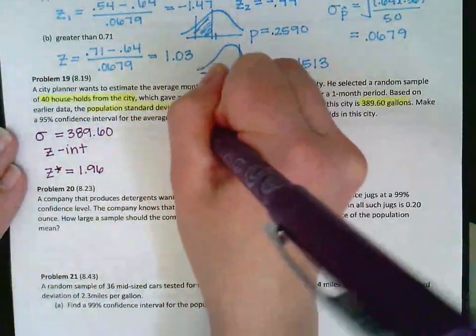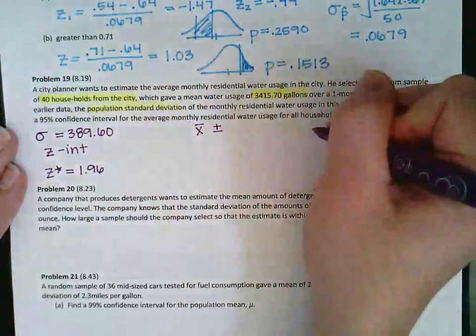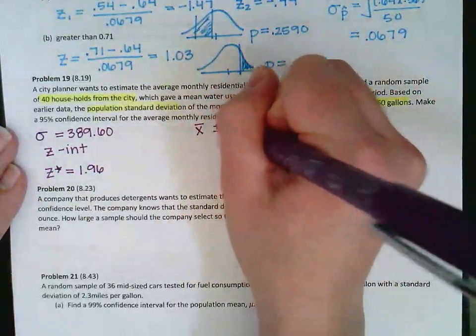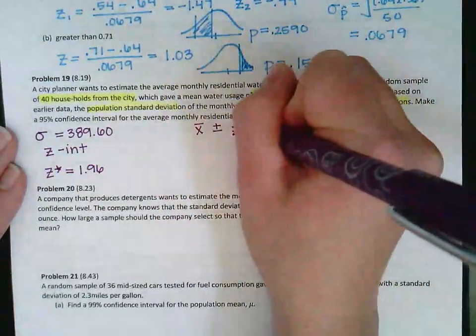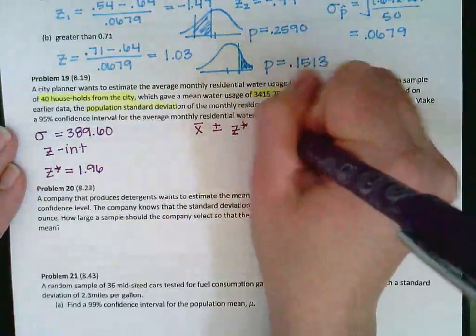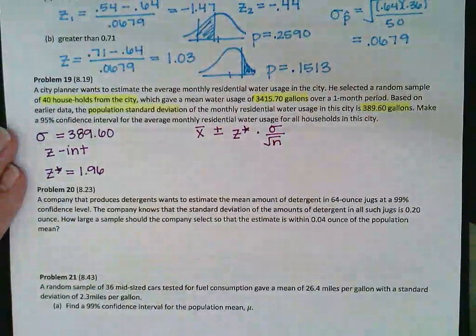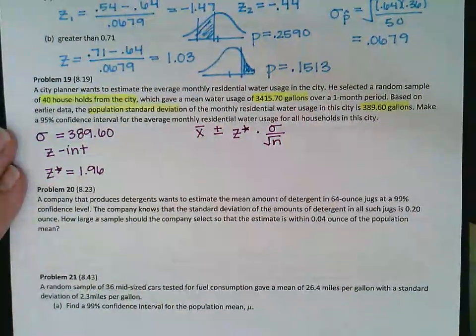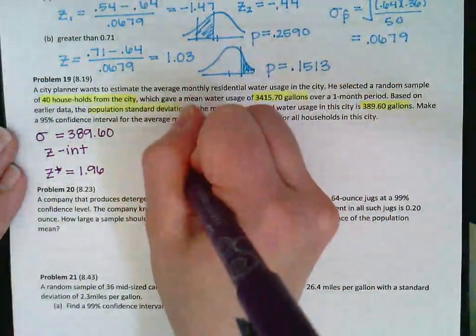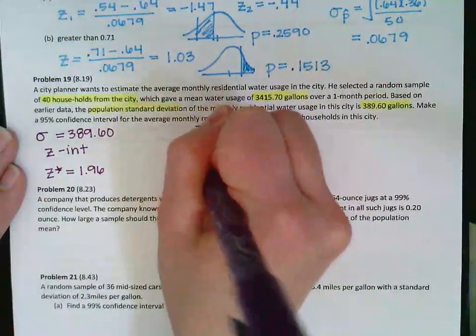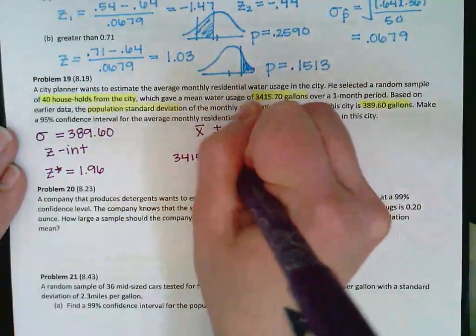For this confidence interval, I'm going to use the equation x bar plus or minus that z-star value, multiplied by the sampling distribution's standard deviation. When I plug all the values in, this is what that equation is going to look like.